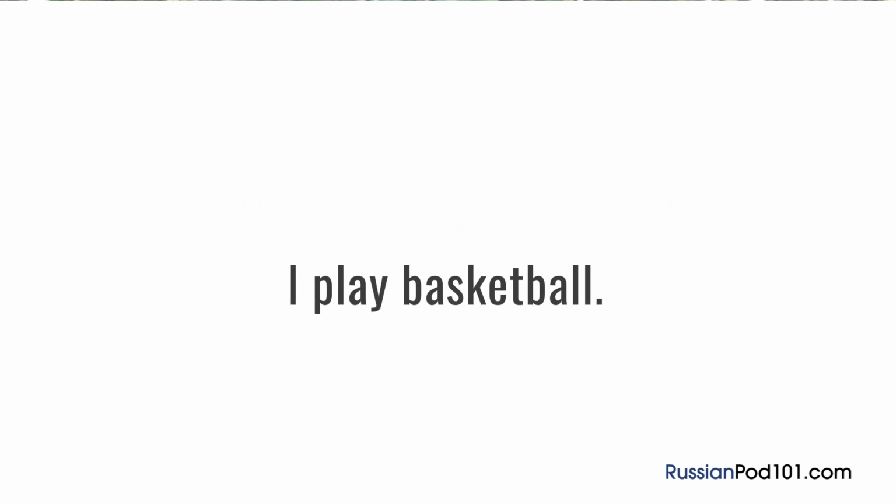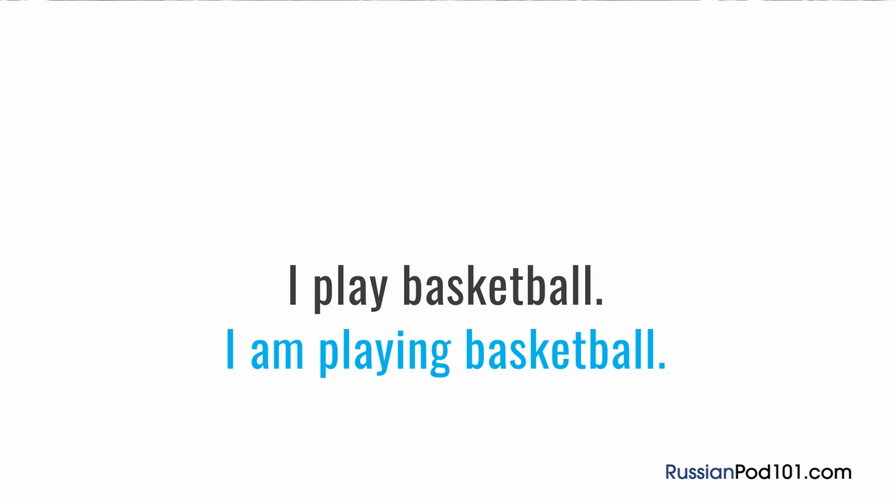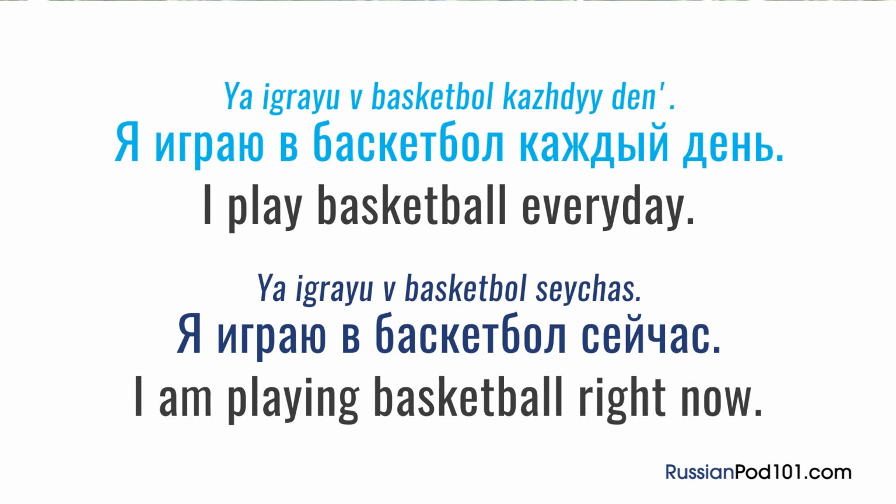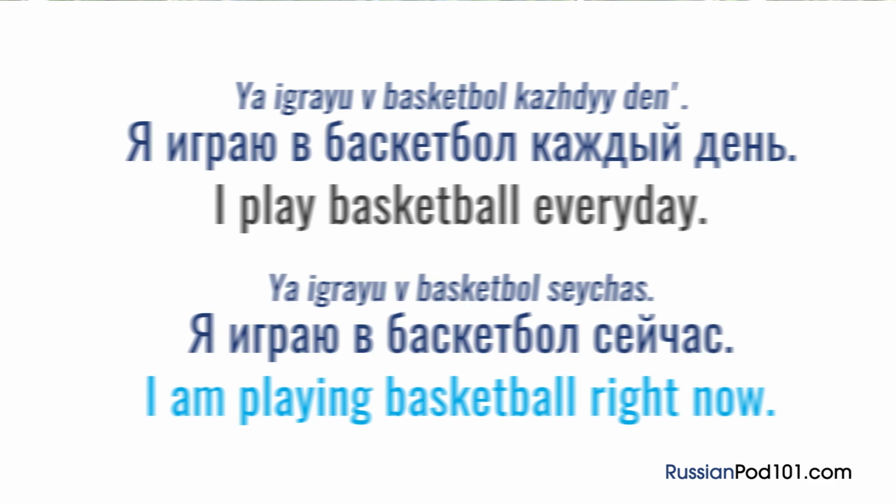In English, in the present tense, for an action that happens regularly, you'd say, I play basketball. And for an action that is happening right this moment, you'd say, I am playing basketball. In Russian, instead of these 2 structures, you only need to use one. Я играю в баскетбол. And then you can specify. Я играю в баскетбол каждый день. I play basketball every day. И я играю в баскетбол сейчас. I'm playing basketball right now.